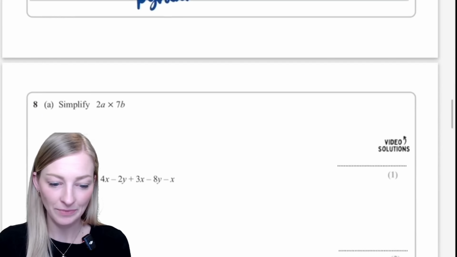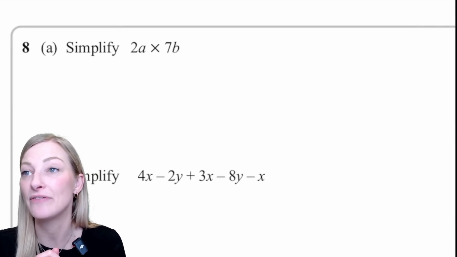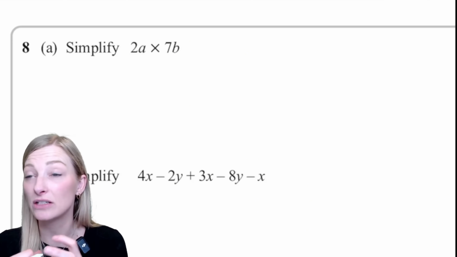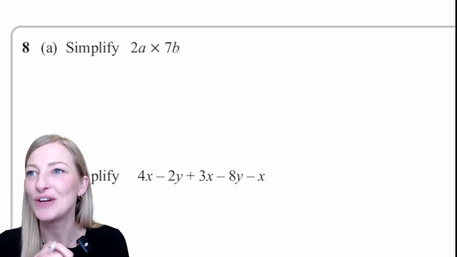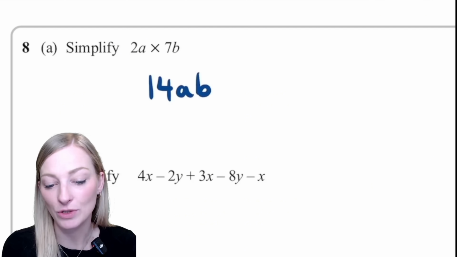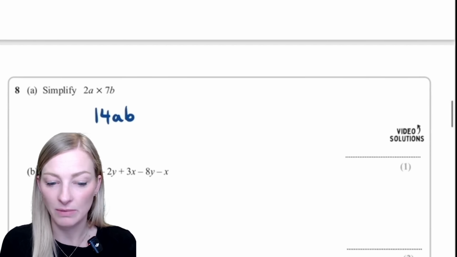Okay, next question. Question number 8. Simplify 2a times 7b. So because we're multiplying, we don't need to worry about the fact that these are not like terms. We can just smush it all together. So 2 times 7 is 14ab. And we would just say that we're multiplying it together, so we would write it all next to each other. Let me go back to this.